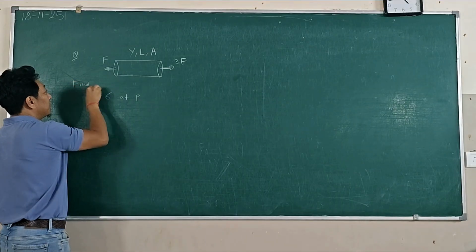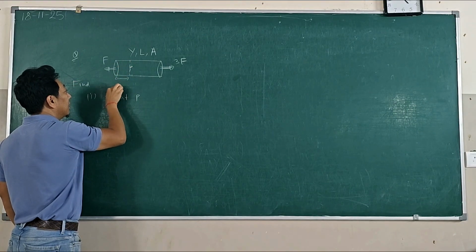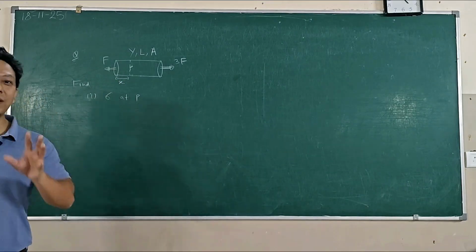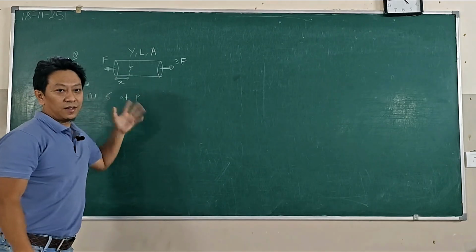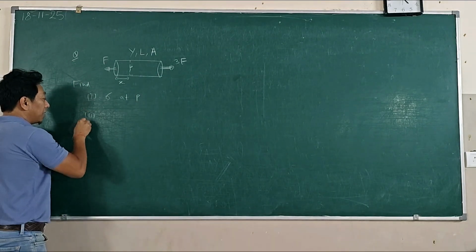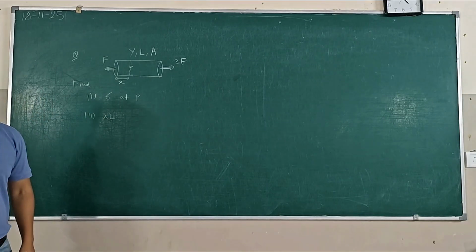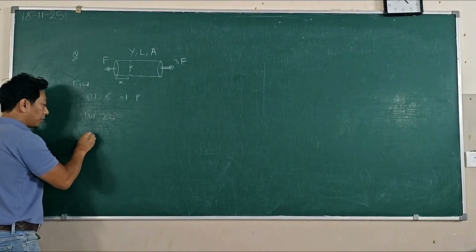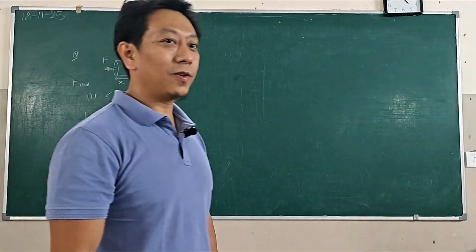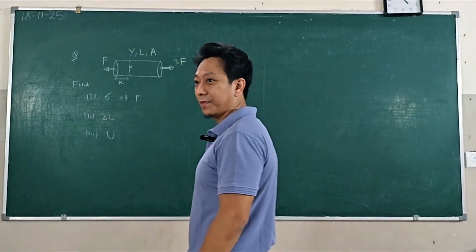Now you will ask, where is P, sir? P is here at a distance, let's say, X. X can be any fraction of this L: L by 2, L by 3, any distance. Then you have to find delta L of the rod. Then you have to find the energy stored in the rod. So these three things we are going to calculate. None of the previous formulas will work. Why? Look here.